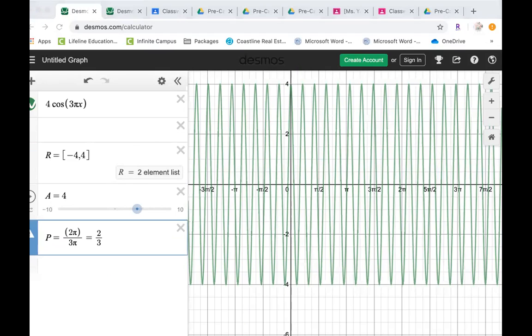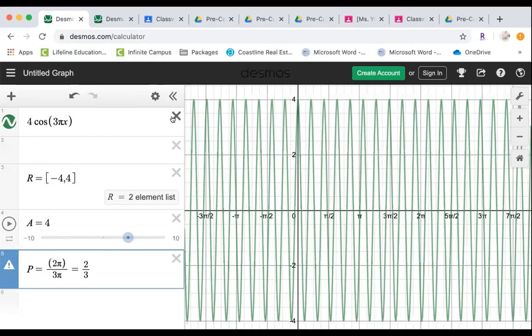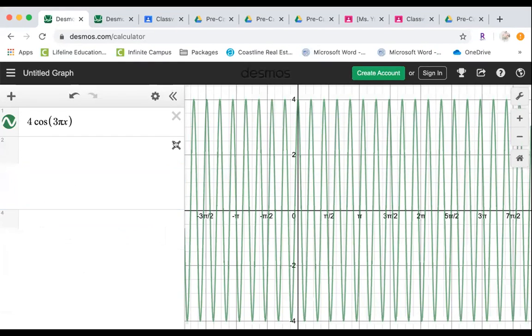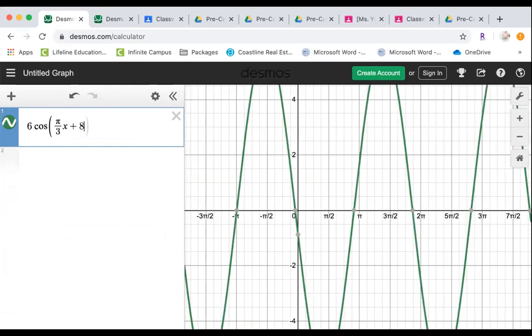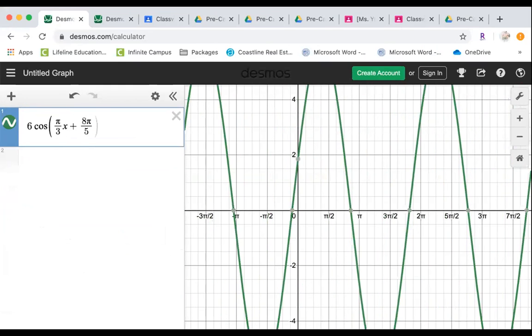And then number 20. 20 looks pretty complicated. But let me do my graph and then you guys see if you have the same graph. Cosine, oh, there's a 6 in front. 6 cosine pi over 3x plus 8 pi over 5. Number 20, if you're really looking in your book, there's like 5 steps to it. Don't worry about the other 2 steps, just do range, amplitude, and period, and that's fine, A, B, and C.